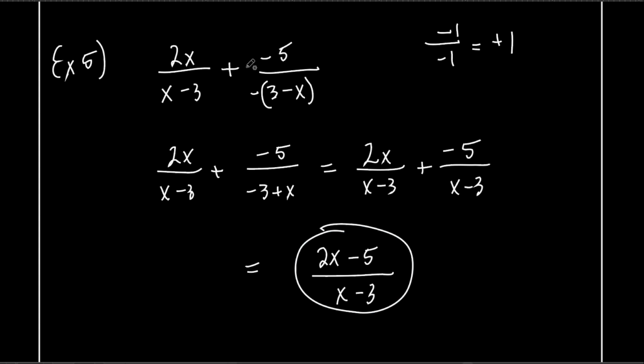Okay, so what was the trick? The trick was this right here. I multiplied the bottom by a negative and the top by a negative. Why can I do that? Because if I multiply the bottom by a negative 1 and the top by a negative 1, it comes out to a positive 1. I can multiply anything by positive 1 and it doesn't change it. So I'm allowed to do that.